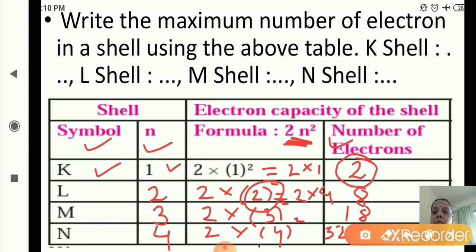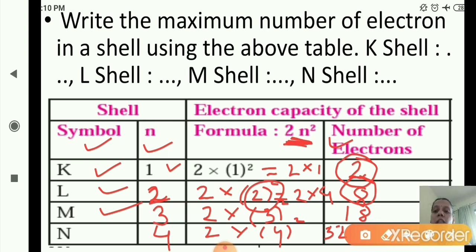Now we'll find out for the second one, L shell, right? Ordinal number for L shell is 2, right? So we'll use this formula 2n square, so 2 multiplied by 2 square. 2 square is 2 2s are 4, and 4 2s are 8. So the number of electrons in L shell is 8. Next, M shell. Yes, ordinal number for M shell is the third one.